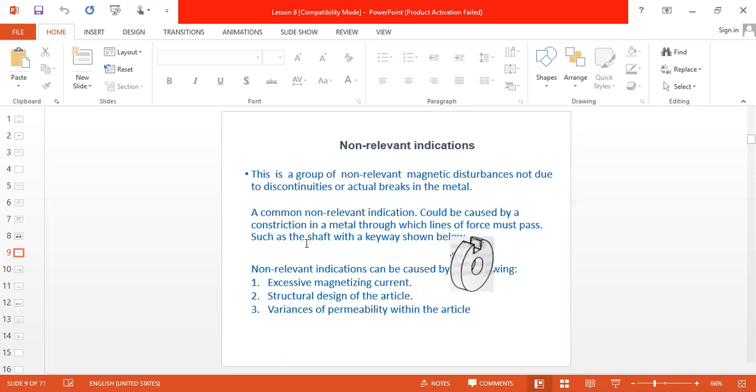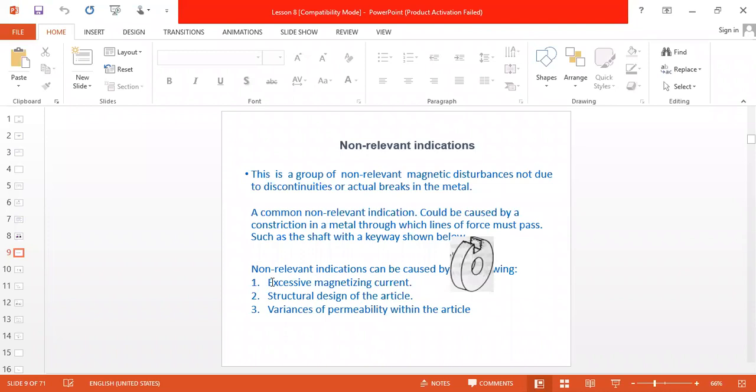So a common non-relevant indication can be caused by a constriction in the metal through which the line of force must pass, such as a shaft with a keyway. Now see, shaft and keyway. There is also some of the line of force that will come out between that shaft and keyway. Not some, all of it, because between the shaft and keyway there is a gap, and in the gap the line of force will not move. So non-relevant indications can be caused by the following reasons.